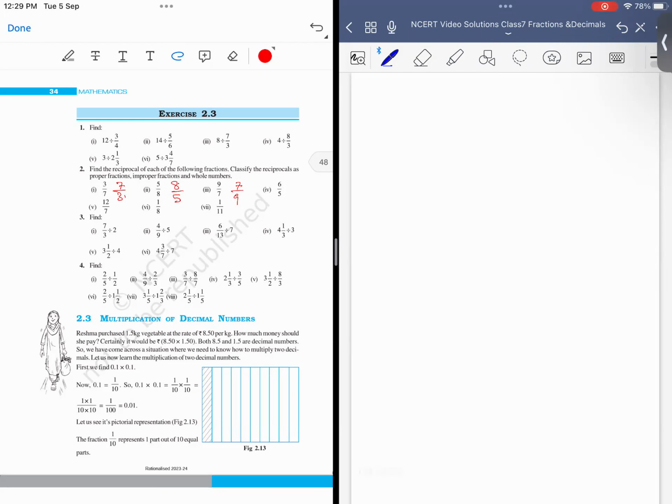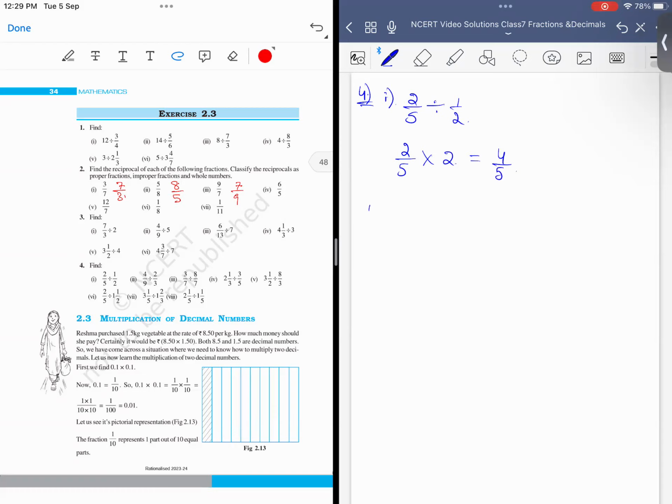Okay, coming to the fourth question. Find 2 by 5 divided by 1 by 2. Now here in this question, a fraction is divided by another fraction. So 2 by 5, division changes to multiplication and we reverse the second fraction. It becomes 2. So we multiply numerator to numerator, 4 by 5, and it is in simplest form. So likewise we can do.